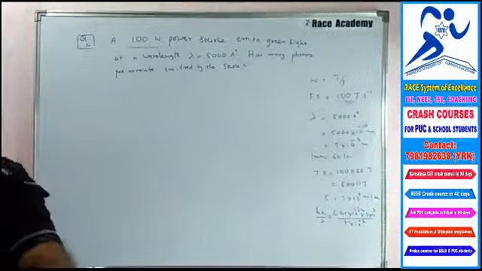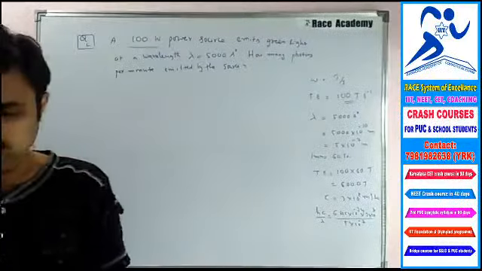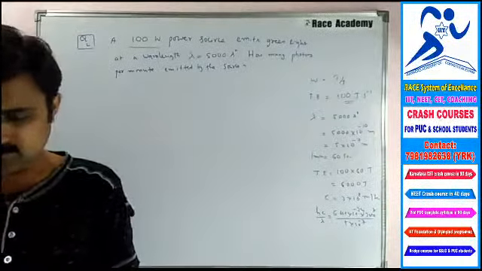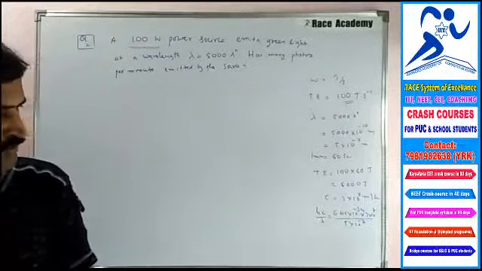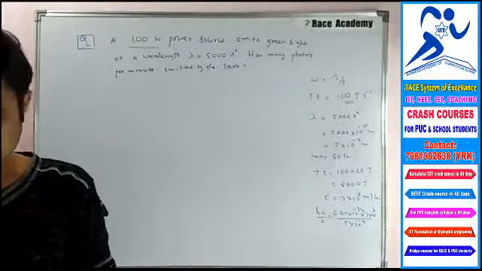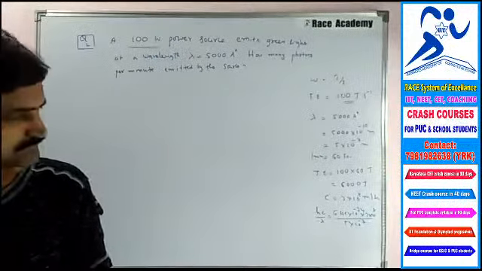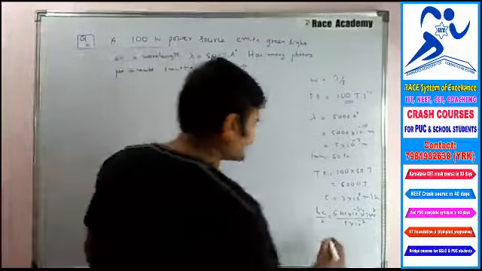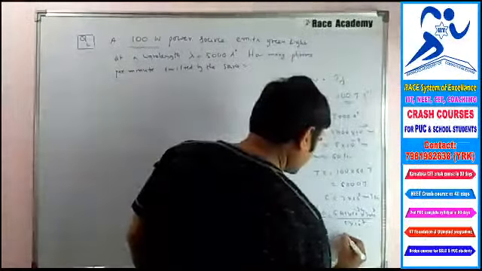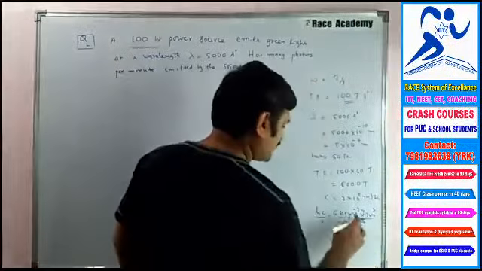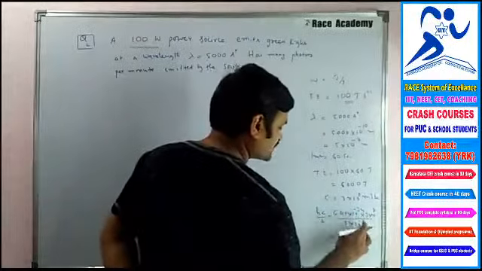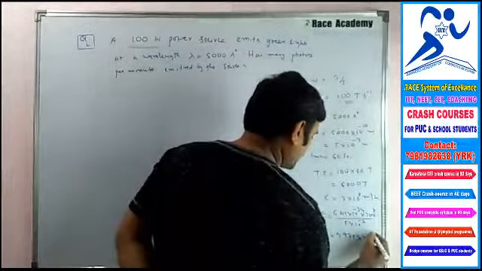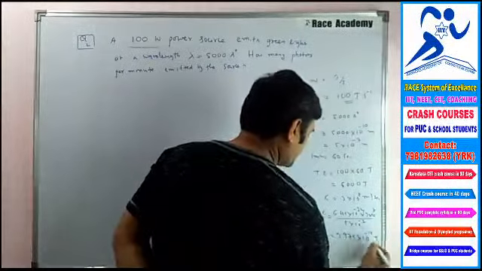First we find the value exactly, that is 6.625 into 3 divided by 5. How much? That is 3.975. This is 10 to the power of minus 26. Minus 26 plus 7 is 10 to the power of minus 19. So 3.975 into 10 to the power of minus 19 joules is the answer.